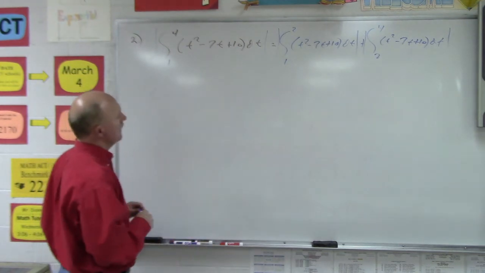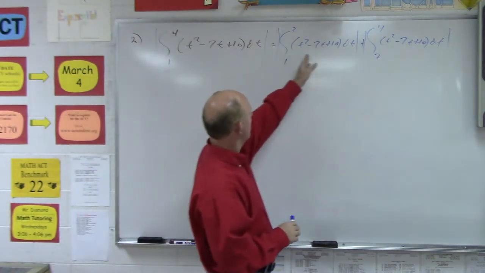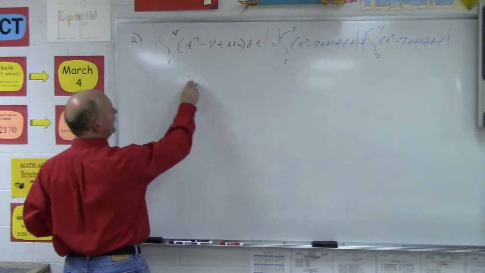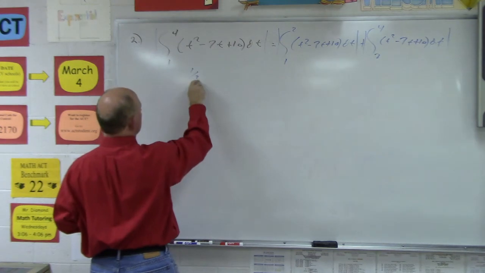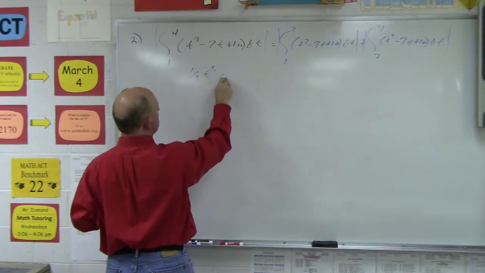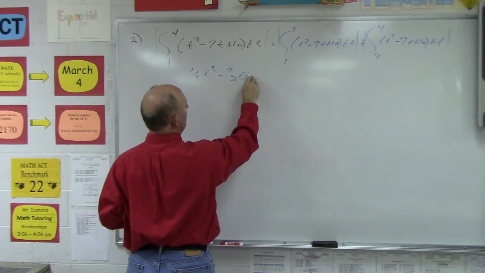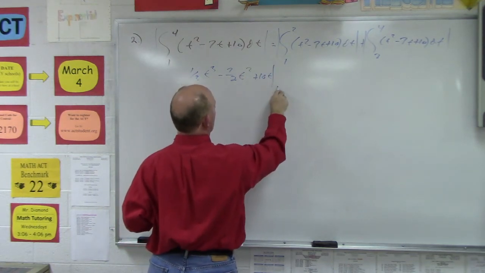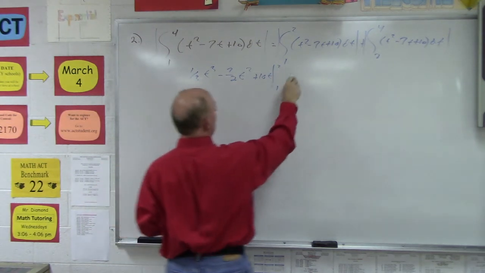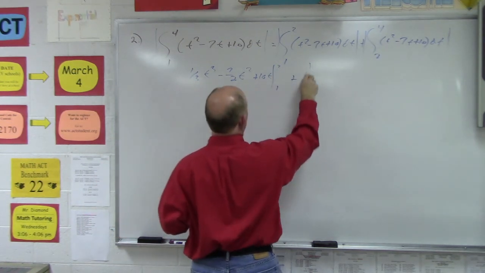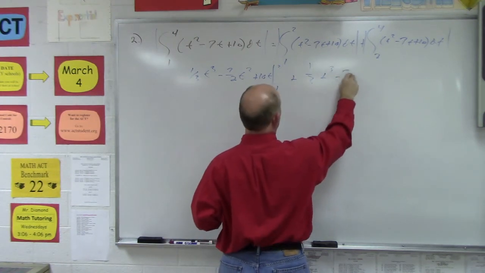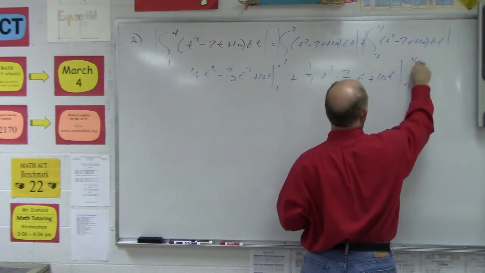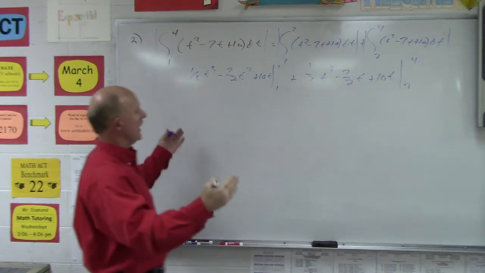Okay, let's see. Now we've already done the antiderivative, right? So the first integral here would be 1/3 t cubed minus 7/2 t squared plus 10t from 1 to 2, plus the integral of 1/3 t cubed minus 7/2 t squared plus 10t from 2 to 4. And we take the absolute value of each of those now.